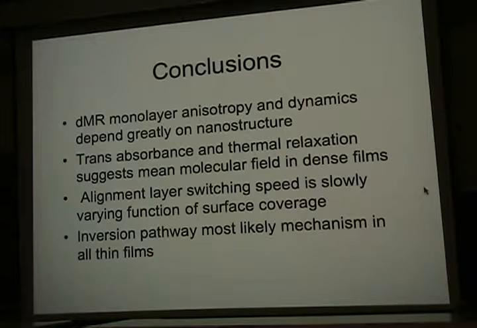The alignment layer switching speed is slowly varying as a function of surface coverage, so it's not the way to optimize LC cell switching. Inversion pathway is most likely the mechanism for the thin films. That's the relaxation mechanism. It's probably inversion. You don't get those 1 second times for thermal relaxation or anything like it in monomer. So that's it, and thanks for your attention.